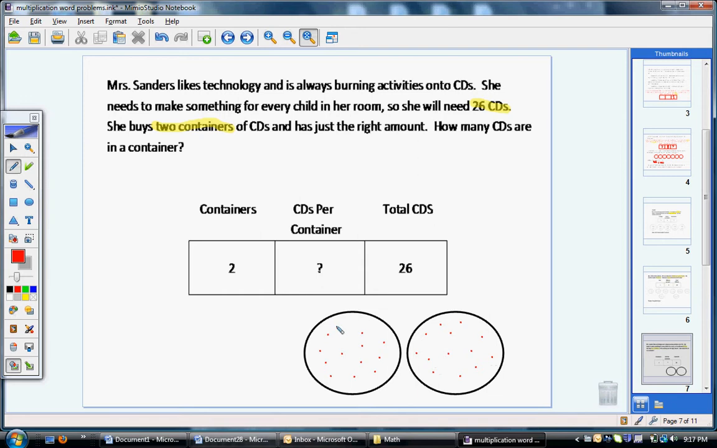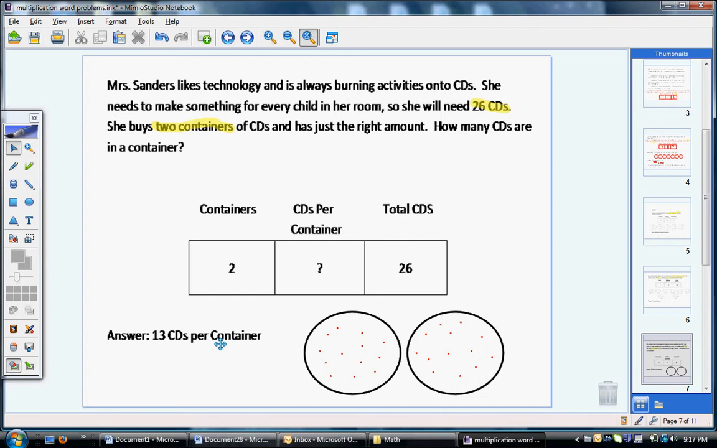I count up my dots. 1, 2, 3, 4, 5, 6, 7, 8, 9, 10, 11, 12, 13. And my answer then is that I need 13 CDs per container. Let's see if it makes sense. My question says how many CDs are in a container. I'm answering 13 CDs are in a container. Well, at least I answered the question.